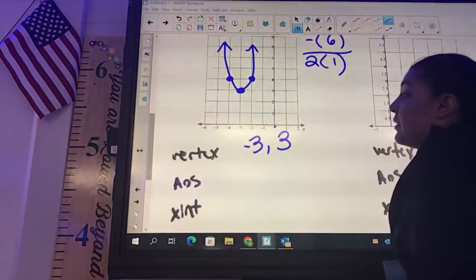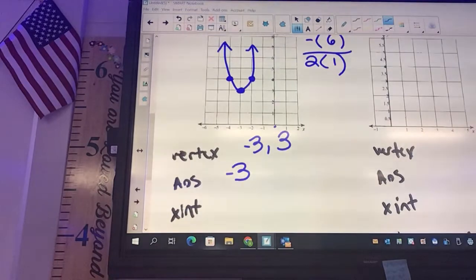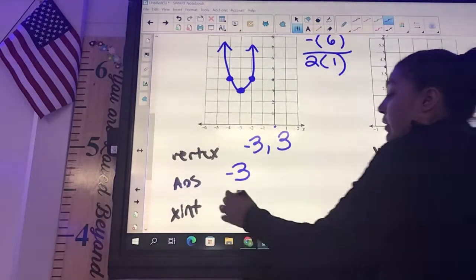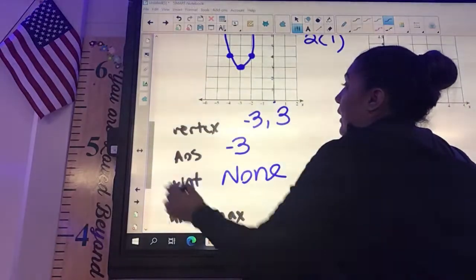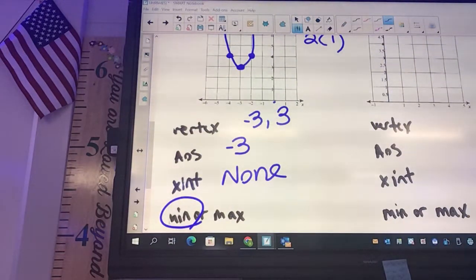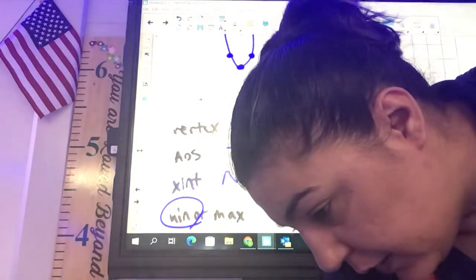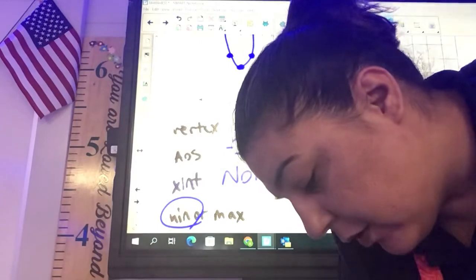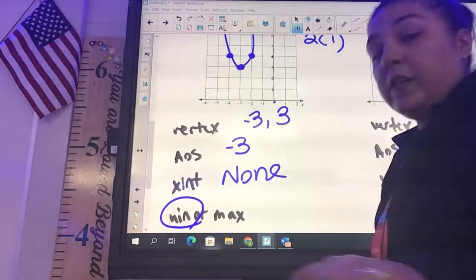Okay, our axis of symmetry is going to be negative 3. X-intercepts is none. And this has a minimum. Okay, you guys got 5 only to do on your own. Okay, get them done and then put it in the box back there.